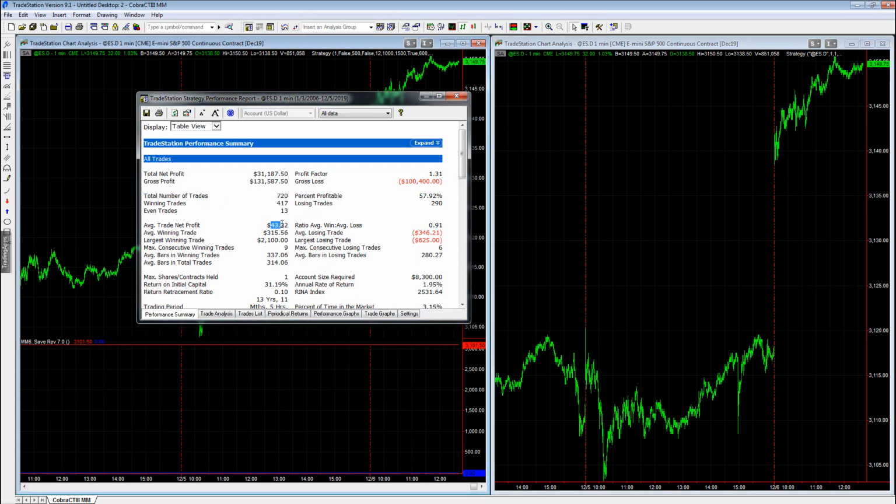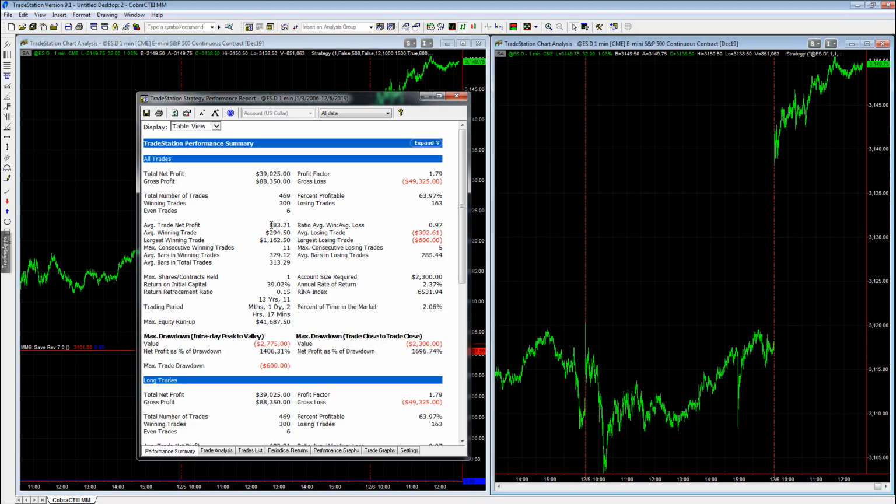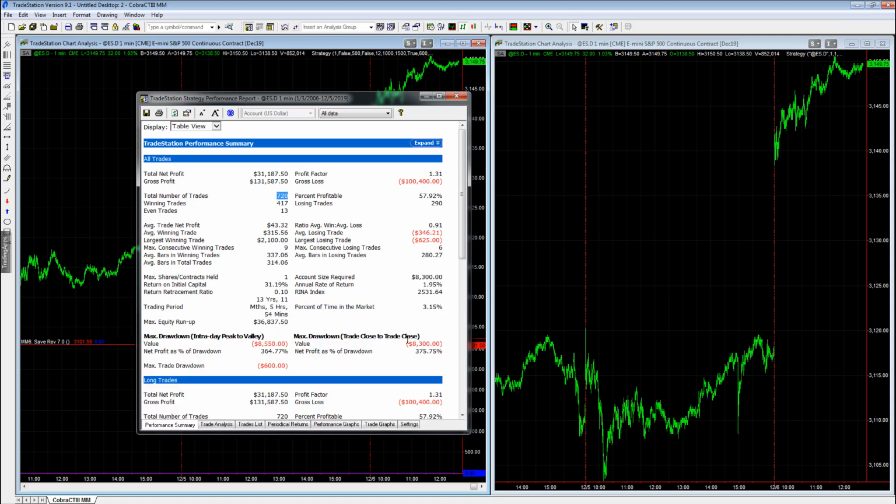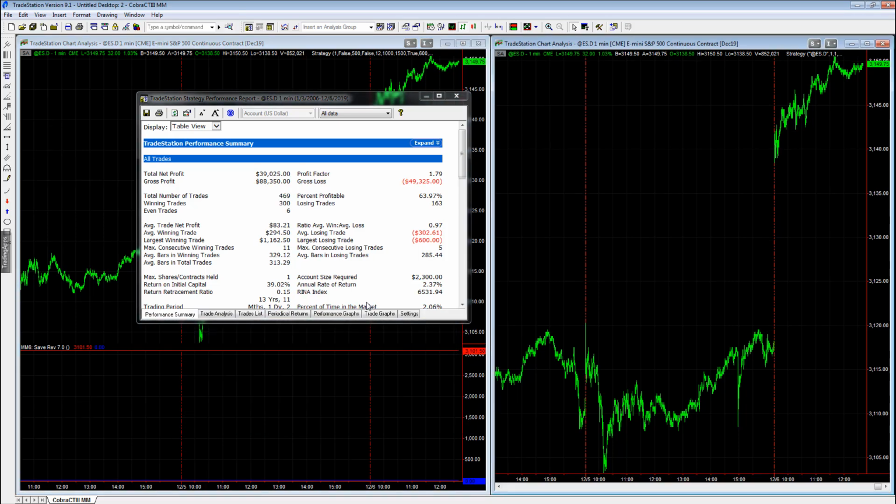If you did not have slippage and commission in this, it would be $68. And so you get a $15 boost in average trade profit. $16.96 is the net profit as a percentage of drawdown, 469 trades. And over here on the left-hand side, you have 720 trades, and the drawdown is $8,300. And so great improvement with the money management algorithms.